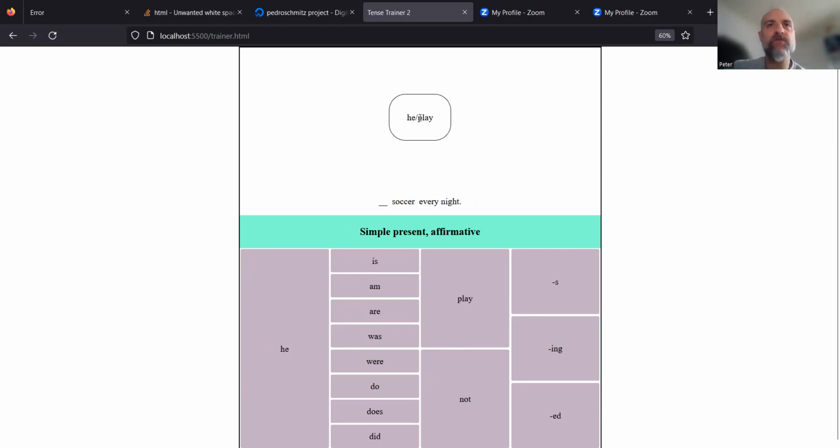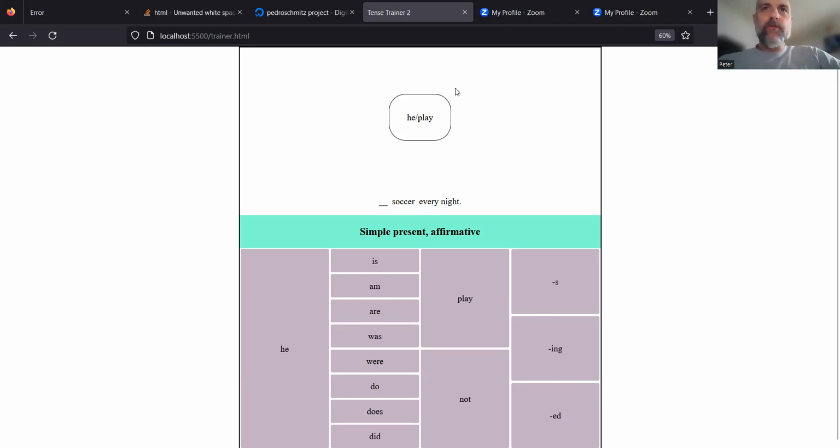Okay, now we have a different verb. See, play. We have play. So a simple present, affirmative means not negative. He plays soccer every night. By the way, it's soccer. Okay? It's a game where we kick the ball.